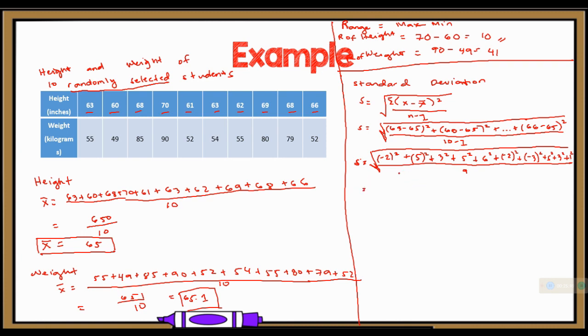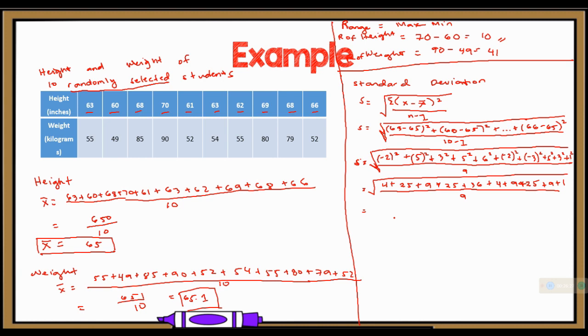Now, let's simplify. We have here 2 squared is 4. Tama? Tama. Plus 5 squared is 25. Plus 3 squared is 9. Plus 5 squared is another 25. Plus 6 squared is 36. Plus 2 squared is 4. Plus 3 squared is 9. Plus 5 squared is 25. And then 3 squared is 9. And then 1 squared is 1. And then divide everything by 9.